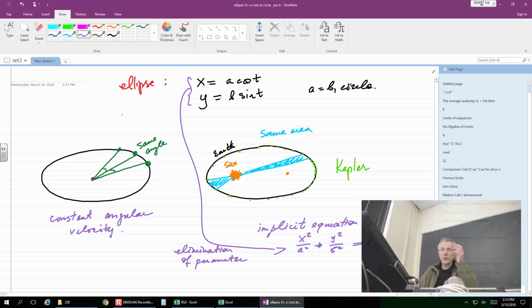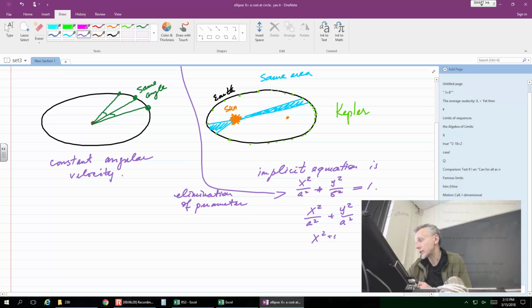From having two equations and three variables, I eliminate one of them, and I end up with one equation and two unknowns. If I eliminate t, that's what I end up with: x squared over a squared plus y squared over b squared is equal to 1. This is the implicit equation. It is a generalization of the equation for the circle, where a and b are equal. If they are equal to each other, then you simply multiply it out. x squared over a squared plus y squared over a squared is equal to 1. It's the same as x squared plus y squared is equal to a squared. Okay, so that's a circle.